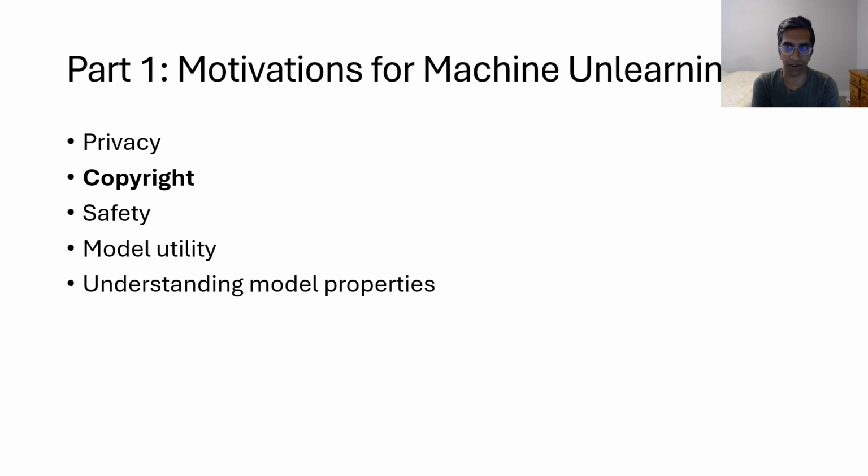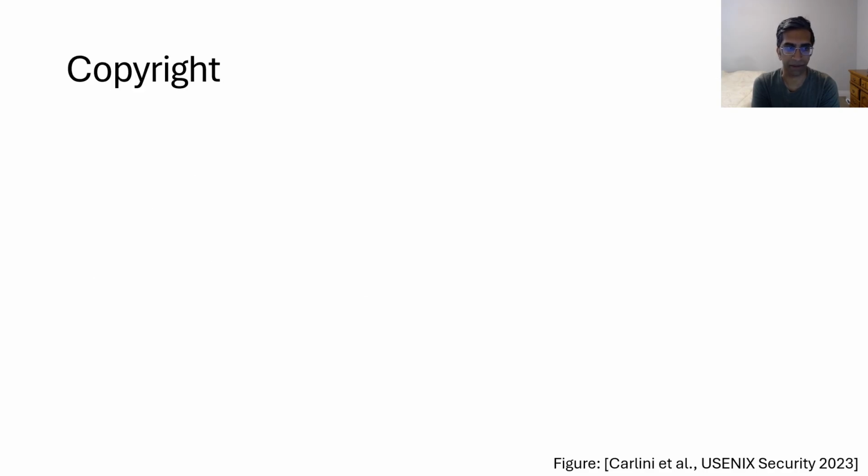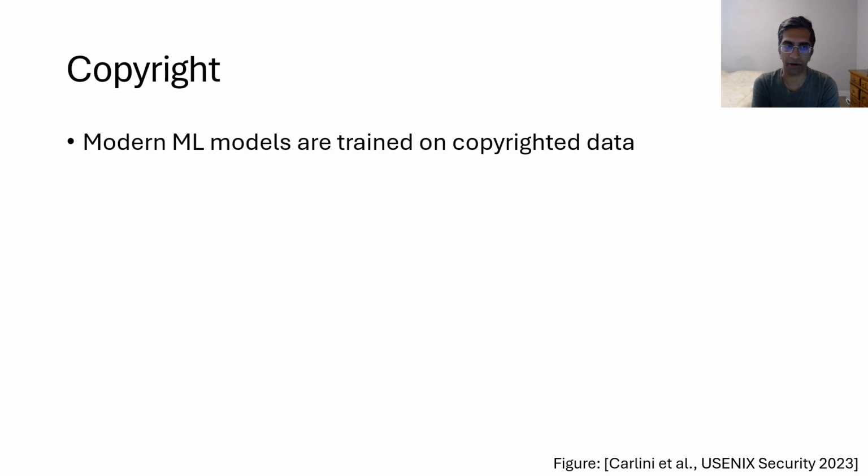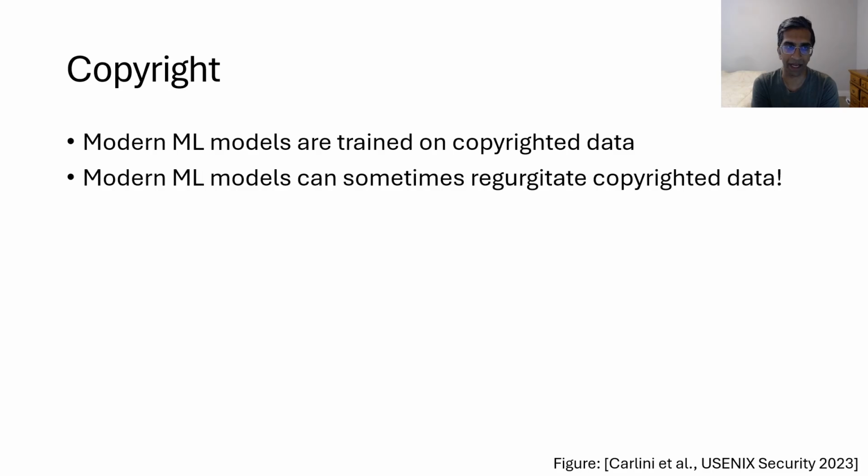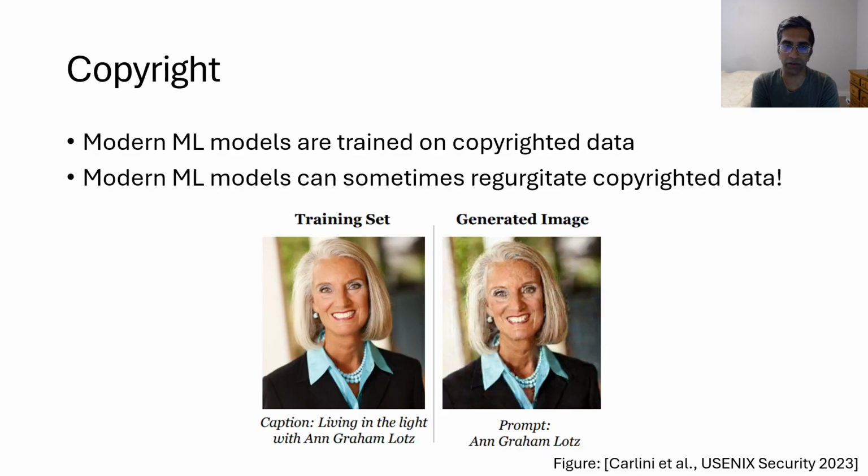The next motivation, which is commonly stated, is copyright. There's a potentially familiar story where modern ML models are trained on a lot of copyrighted data, and modern ML models can sometimes regurgitate copyrighted data. To illustrate, here's a figure from a paper by Carlini et al. showing that certain diffusion models can essentially generate images which are almost identical to images that were present in their training set. And so the question is, is this a copyright violation?